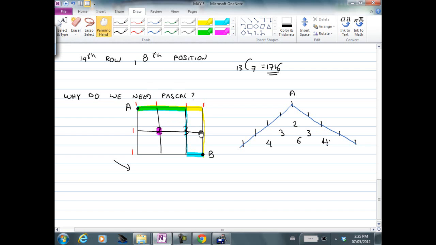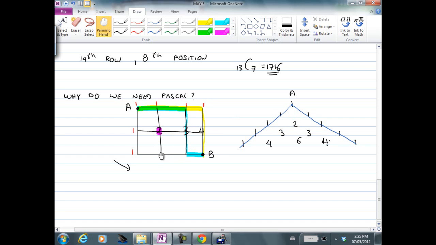Find this corner right here. 4. Here's how: 3 plus 1 is 4. So you get this bottom corner by adding the 2 corners of my squares, 1 and 3, just like Pascal. See? To get the number 2, I add these 2 numbers.